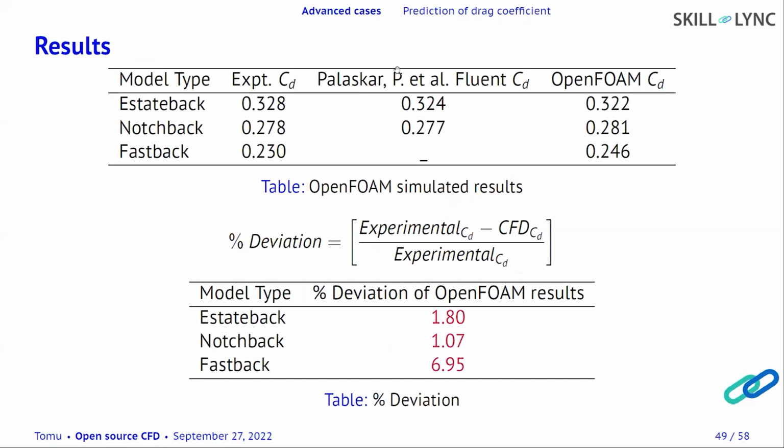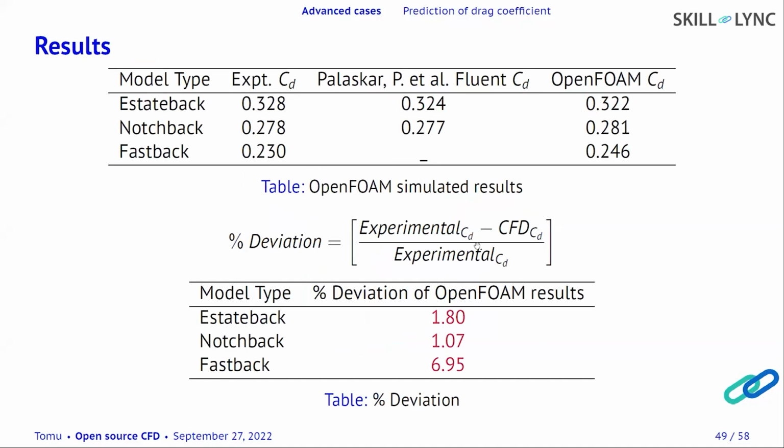Now there is another study conducted by another group. They have conducted the simulation in ANSYS Fluent. So these are the ANSYS Fluent values. Unfortunately, they don't have the result for the fastback model. That's why there is a dash here. And then there are OpenFOAM results. As you can see, all the codes show similar results.